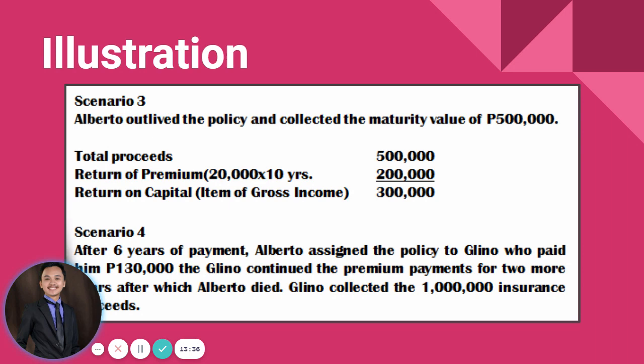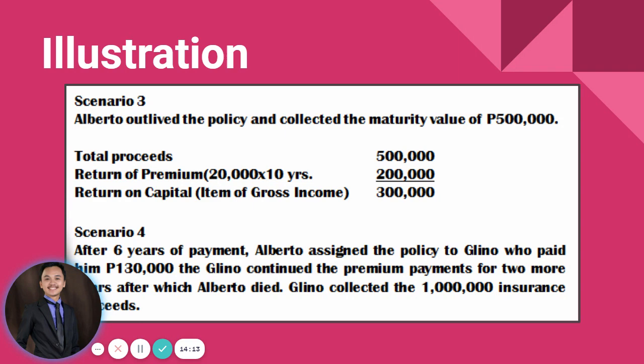So when Alberto died, guys, that's 2 years after. So therefore, Glino continued to pay 20,000, good for 2 years. Okay? So that means from the total 1 million, okay? Obviously, Glino is not the heir of Alberto. So the 1 million received by Glino will be partly taxable, partly exempted.